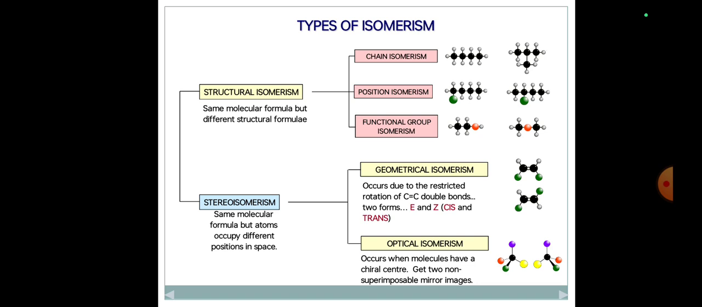What is geometrical isomerism? This isomerism is caused by the difference in spatial arrangement of groups about the double bonded carbon atom. The two isomers can be distinguished from each other by the terms cis and trans. The second one is optical isomerism. It is a type of stereoisomerism in which molecules have the same molecular and structural formula but they differ in their behavior towards light, or we can say they differ in their effect on the rotation of plane polarized light.